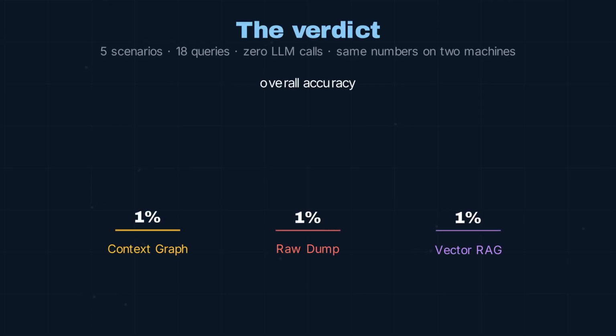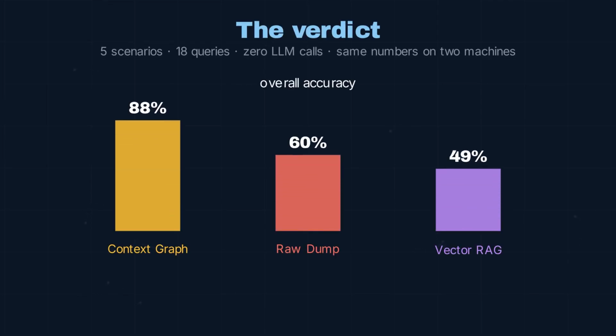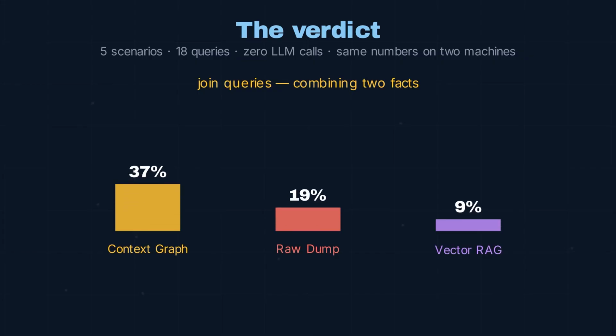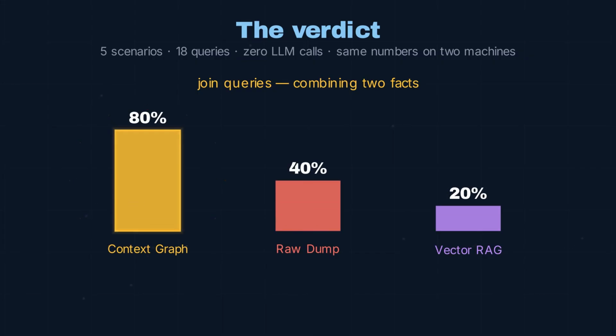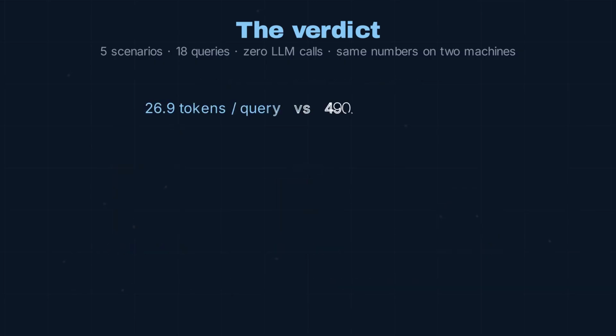So does it actually work? Five scenarios, 18 queries, fully deterministic, zero LLM calls, reproduced identically on two separate machines. On overall accuracy, the context graph: 89%. The raw dump: 61. Vector search: 50. But the real story is the join questions, the ones that need two facts combined. The graph gets 80%. The others, 20 to 40. That gap is the whole argument.